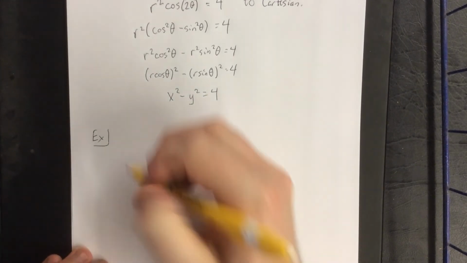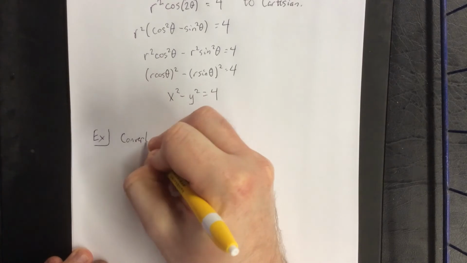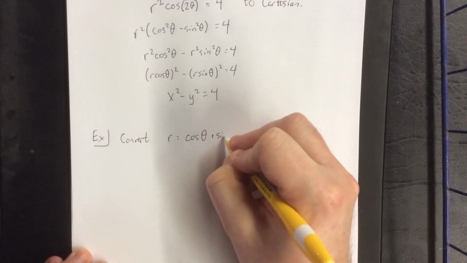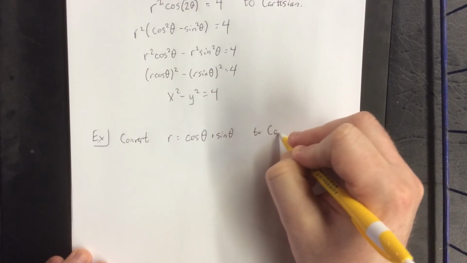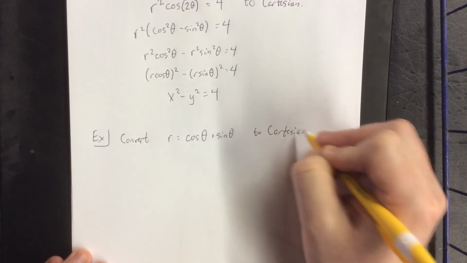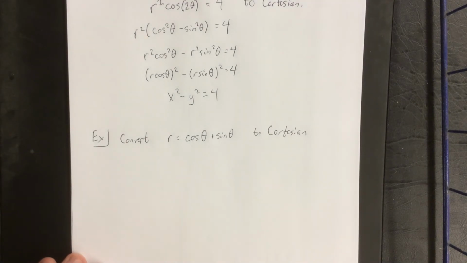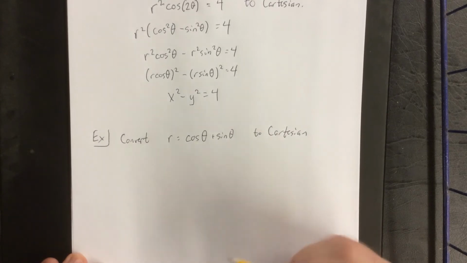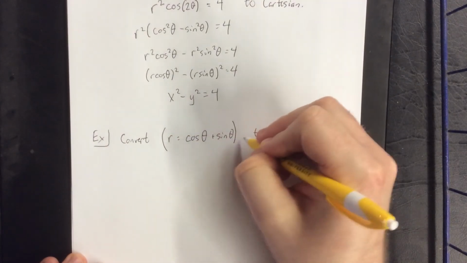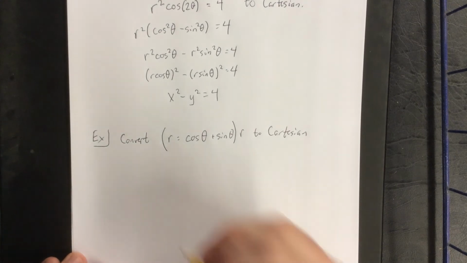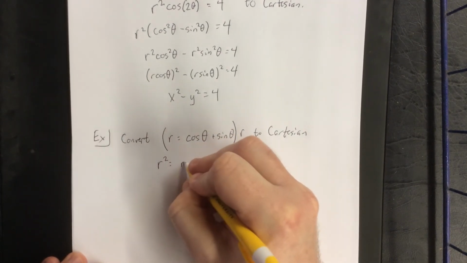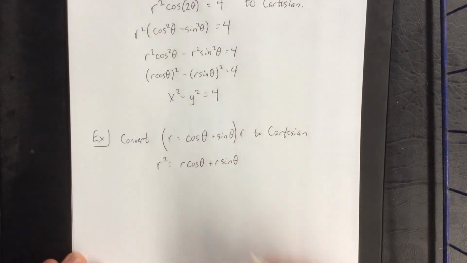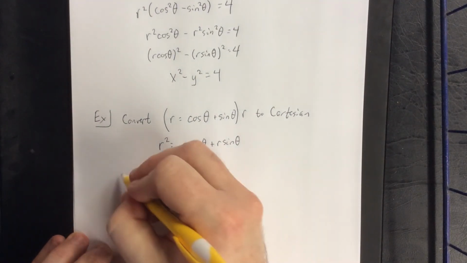Let's try out one more. I would like to convert r equals cosine of theta plus sine of theta to Cartesian. Now for this case, I see that we have an r by itself, we have a cosine by itself, and we have a sine by itself. All three of those are craving the attention of one more r. Reason being, we have a conversion for r squared, we have a conversion for r times the cosine of theta, and we have a conversion for r times the sine of theta. I'm going to apply those conversions now.